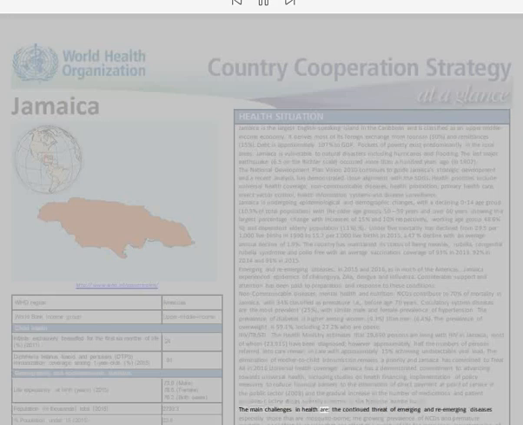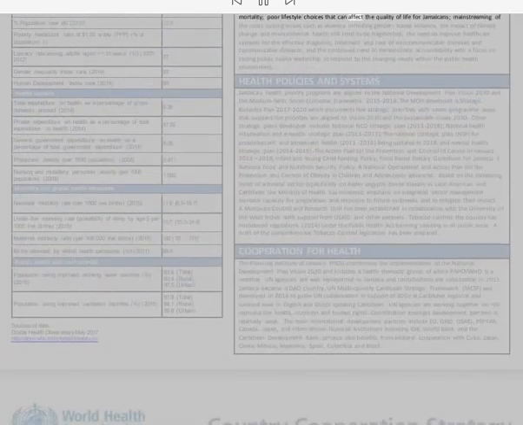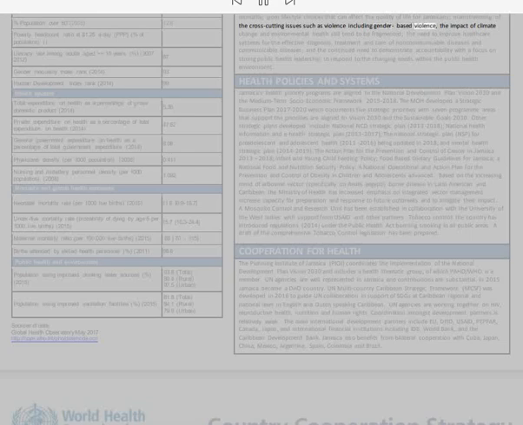The main challenges in health are the continued threat of emerging and re-emerging diseases, especially those that are mosquito-borne, the growing prevalence of NCDs and premature mortality, poor lifestyle choices that can affect the quality of life for Jamaicans, mainstreaming of the cross-cutting issues such as violence, including gender-based violence, the impact of climate change, and environmental health still tend to be fragmented, the need to improve healthcare systems for the effective diagnosis, treatment, and care of non-communicable diseases and communicable diseases, and the continued need to demonstrate accountability with a focus on strong public health leadership to respond to the changing needs within the public health environment.